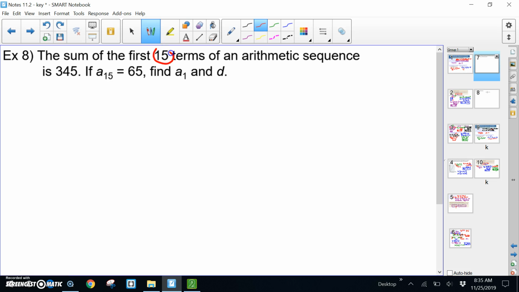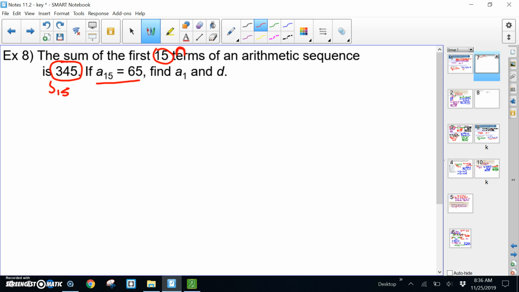The first 15 terms tells me n. So I know n is 15, and this 345 is the actual sum, right? They're giving you S15 right here. S15 is 345. Of course, we know A15 is 65. And so we know a lot of stuff. We want to find A1 and D.